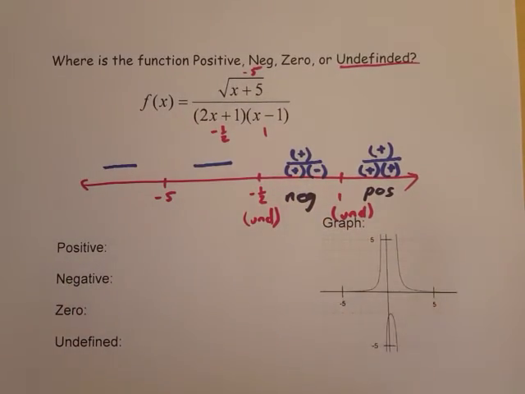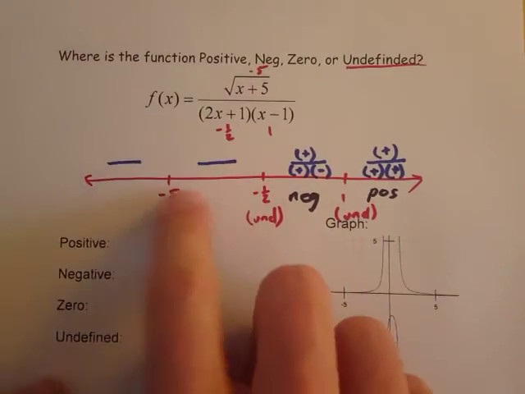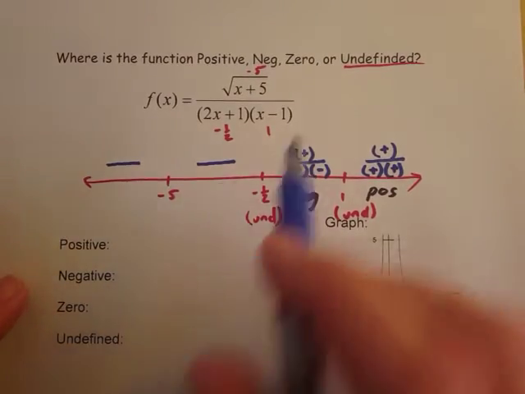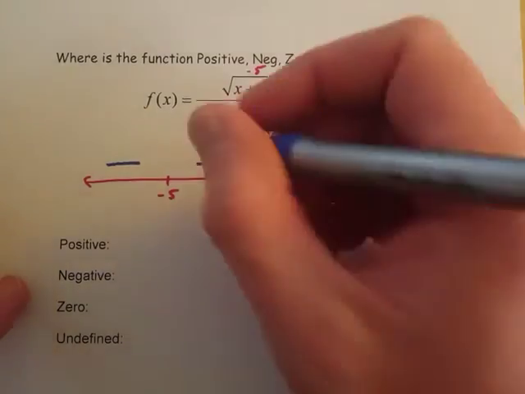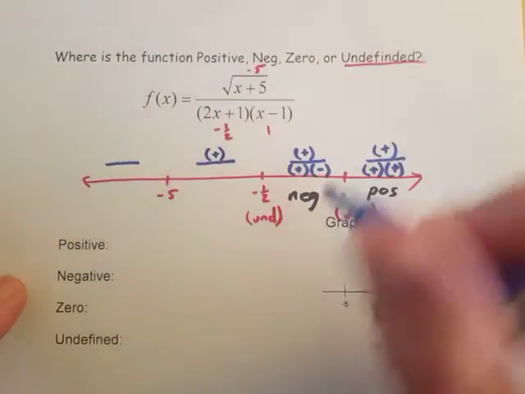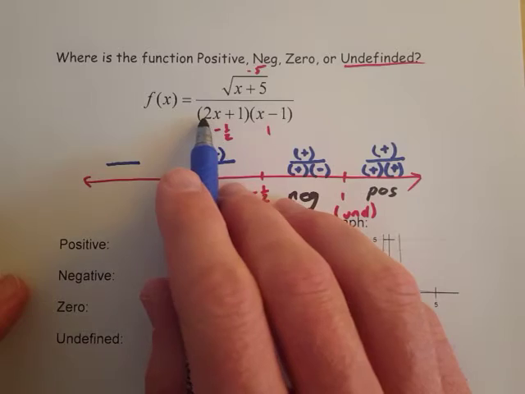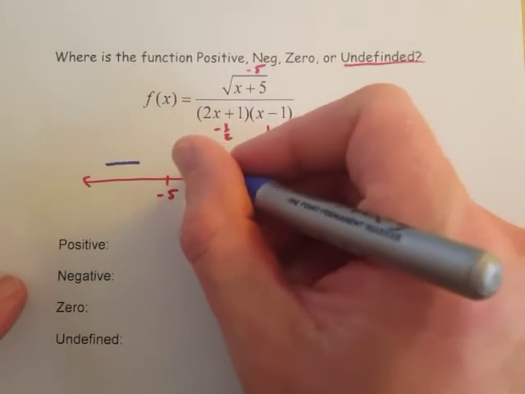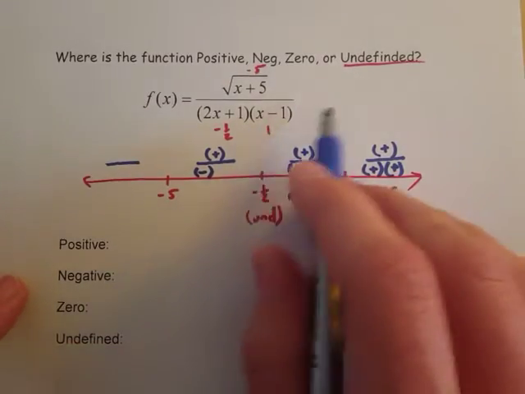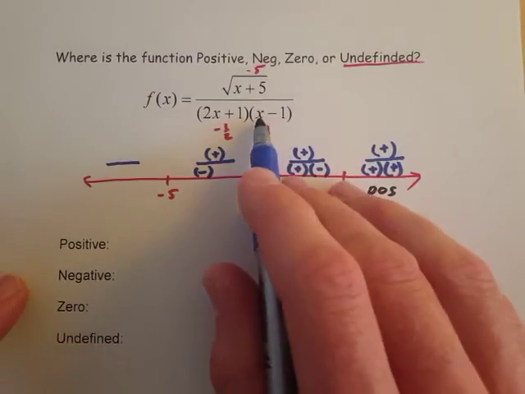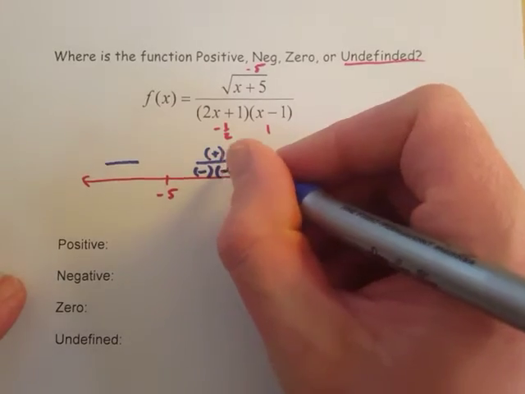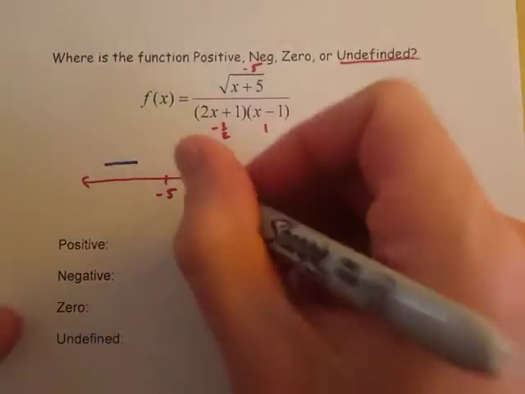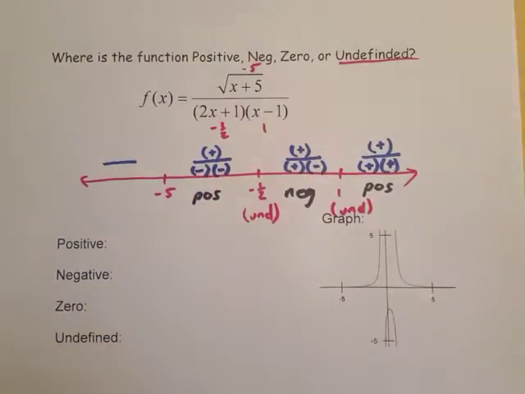Okay, maybe work our way backwards now. For this interval, a test point that we could choose, probably the easiest one, would be negative 1. So if we did negative 1 plus 5 on top, that's going to be positive. Negative 1 times 2 is negative 2, plus 1, that'll be negative. And then negative 1 minus 1 is negative 2, so that's also negative. Two negatives equal a positive. So then that interval is also positive.